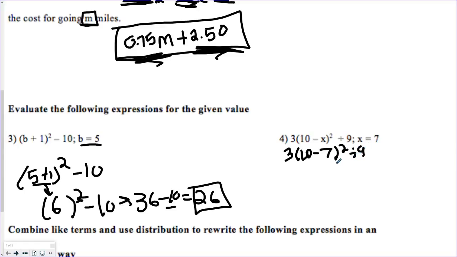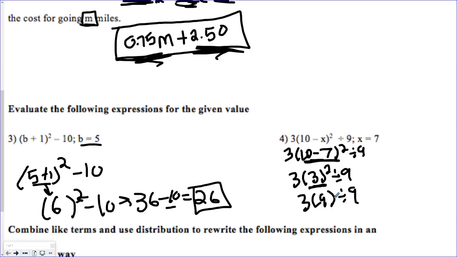PEMDAS says to do the parentheses first, so this comes first. 10 minus 7 is 3, squared, divided by 9. Exponents are next, remember PE. So 3 squared is 9, divided by 9. Then comes multiplication and division, done left to right.